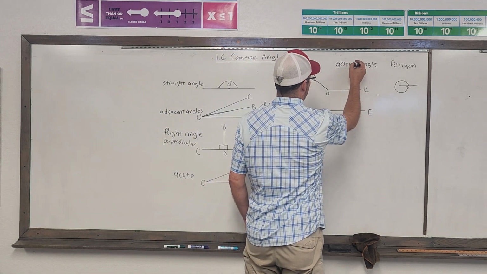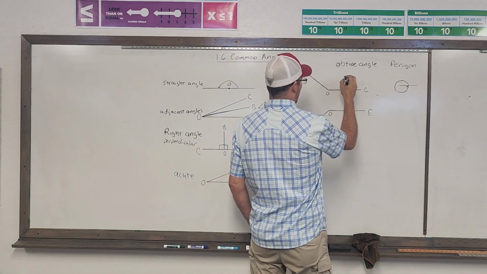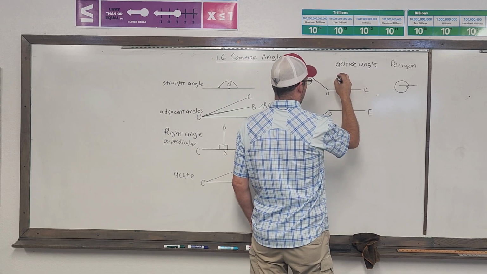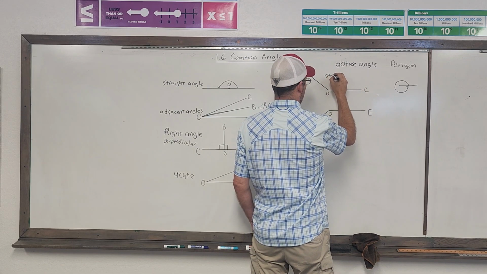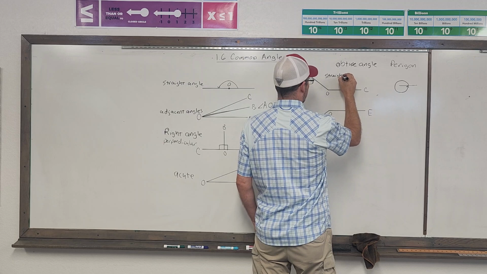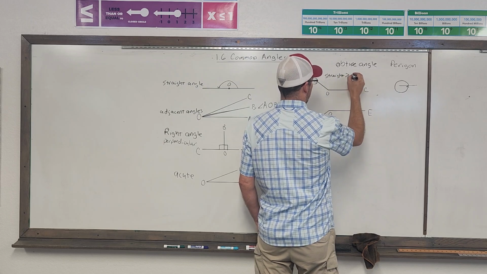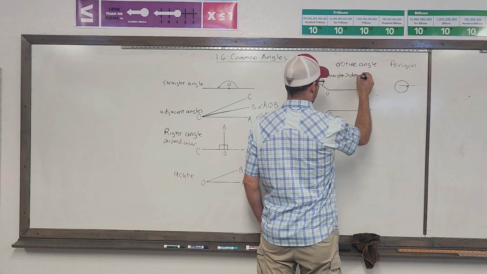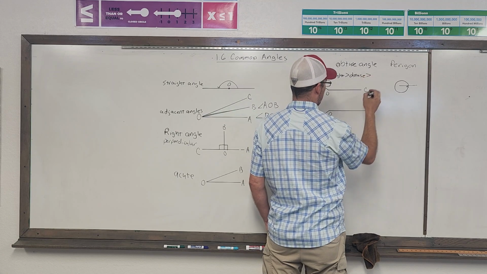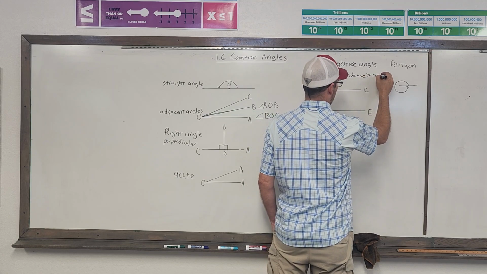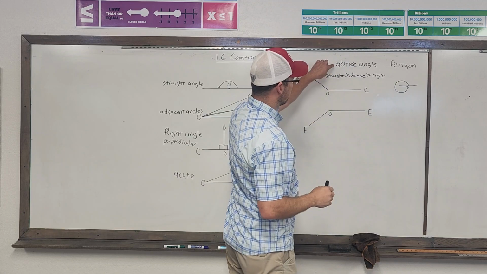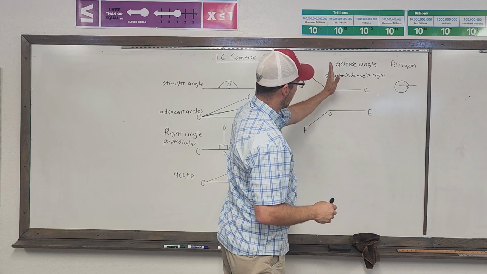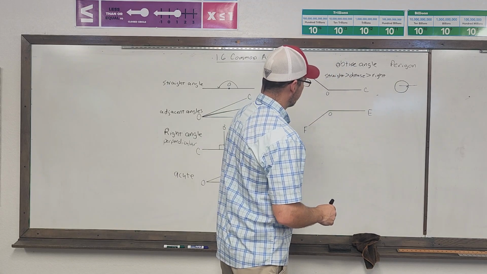So, I can't spell today. So a right angle, let's see. A straight angle is greater than an obtuse angle, which is greater than a right angle. All right, so an obtuse angle is between a right angle and a straight angle.